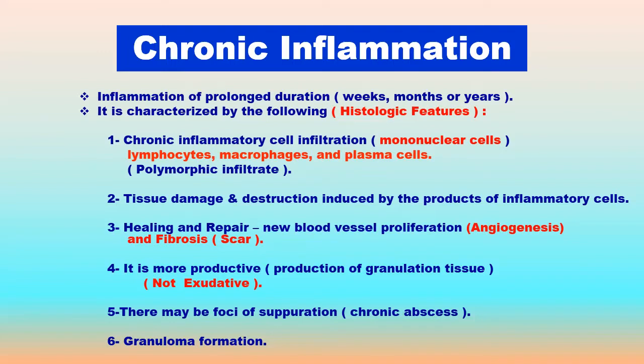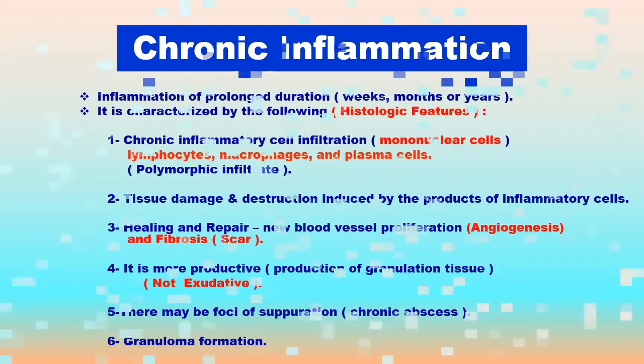Fifth, there may be foci of suppuration, as in chronic abscess. So, abscess is a feature of both acute inflammation and chronic inflammation. And the last feature is granuloma formation, which is a feature of inflammation that will be discussed later on.